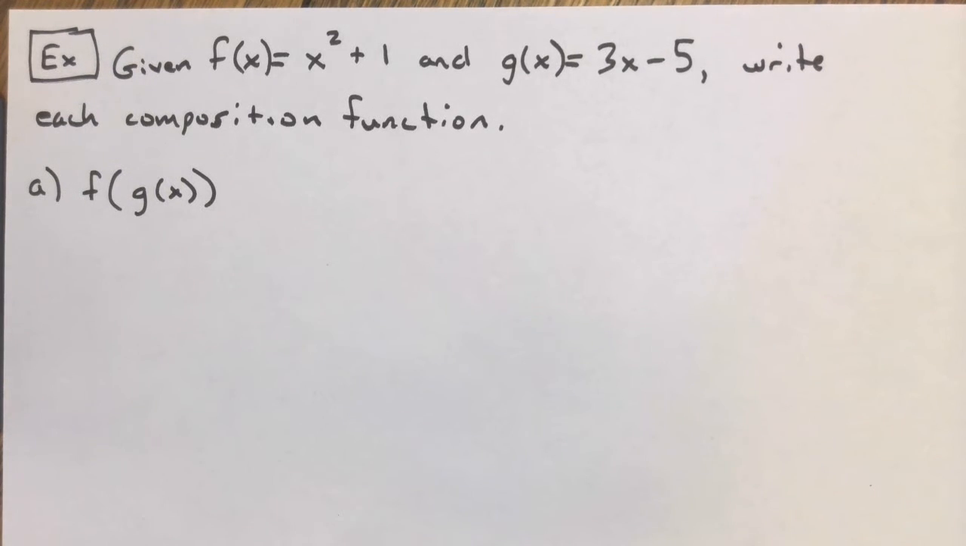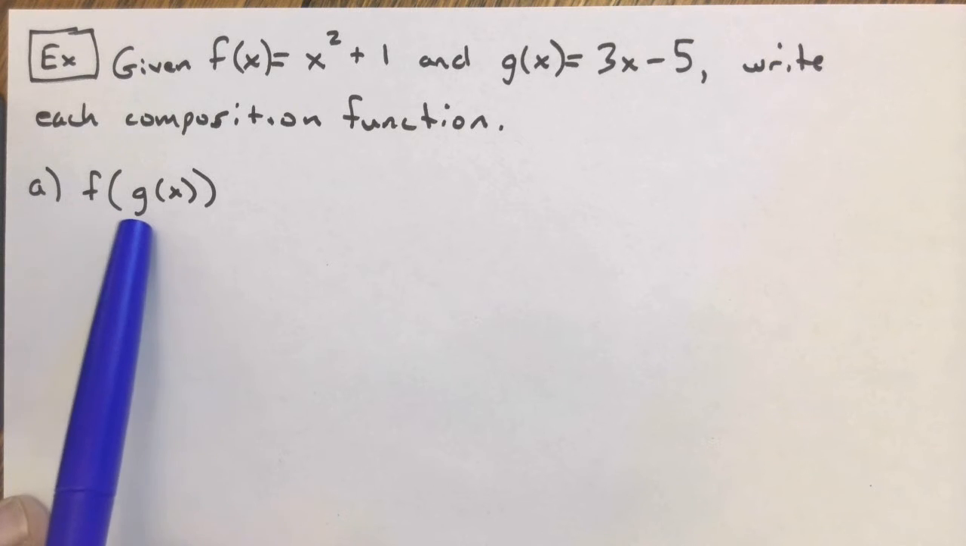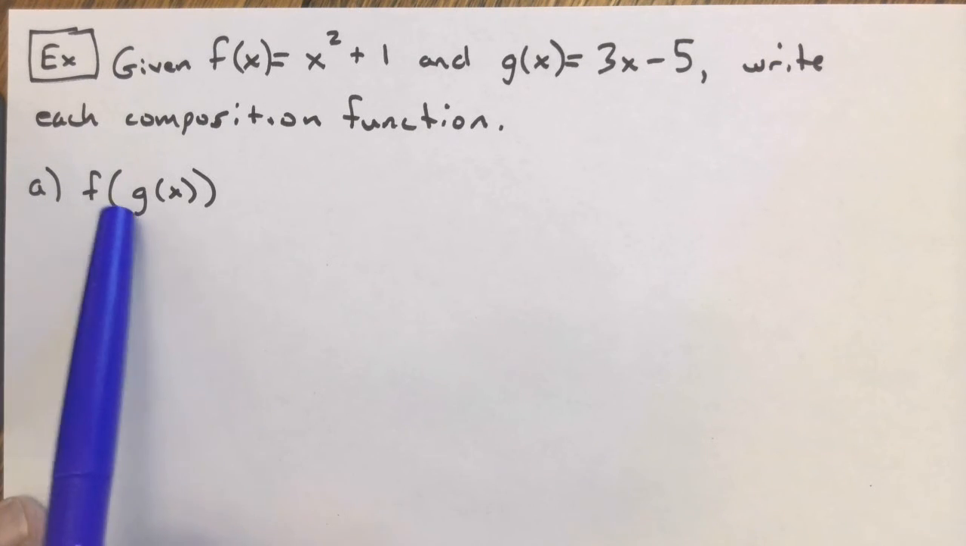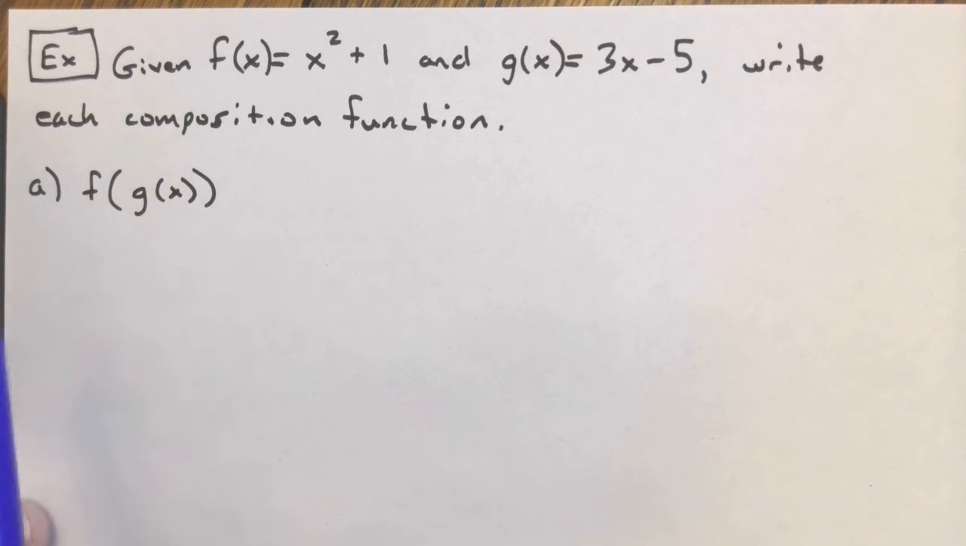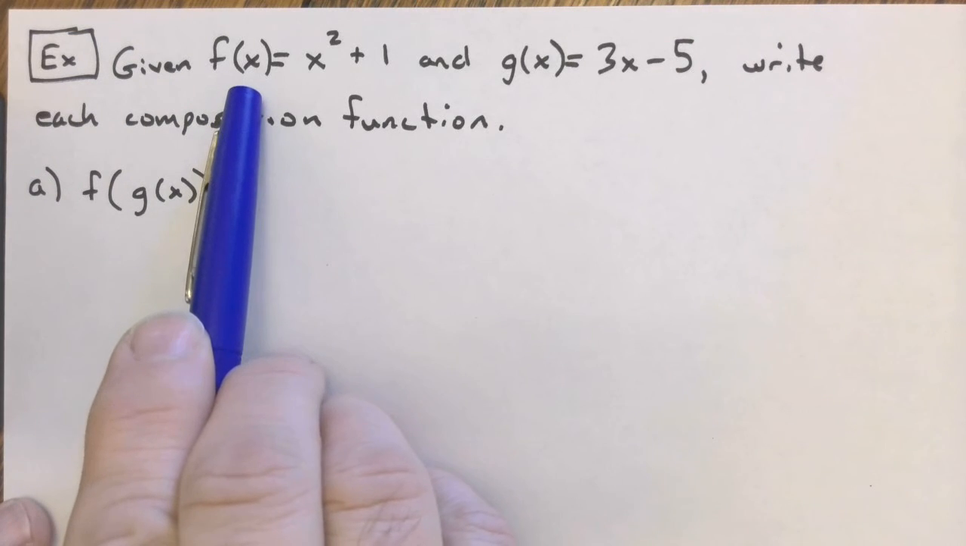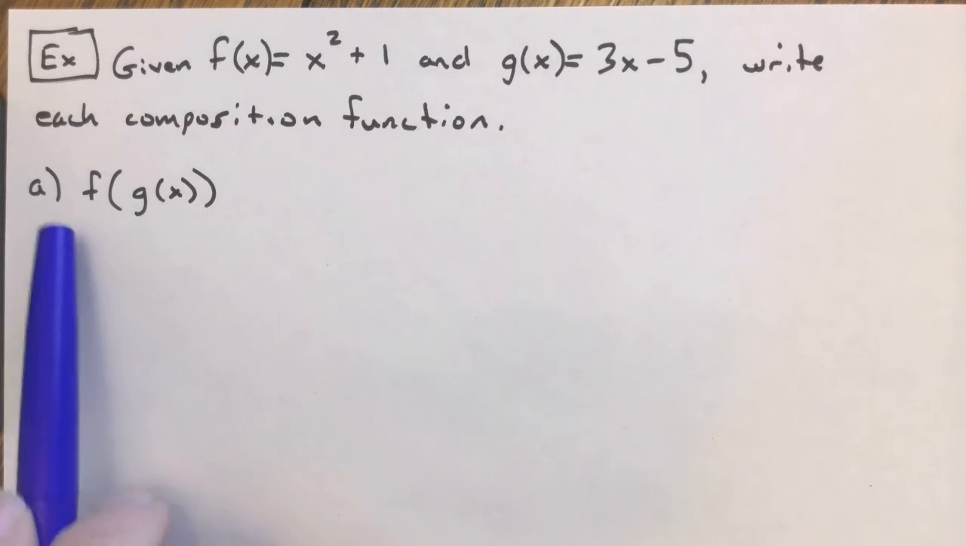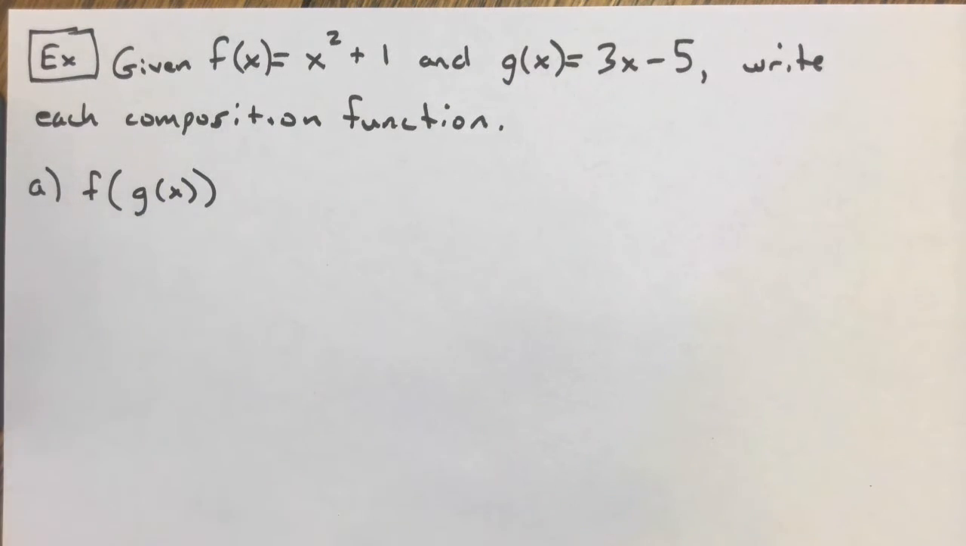In this example, we're given a couple of functions, f of x and g of x, and this time we're going to do the composition function. When you read this, you would read it as f of g of x. So each time you get to a left parenthesis, you basically say the word "of". Do the same thing here with regular functions. This is f of x, this is g of x, this is f of g of x.